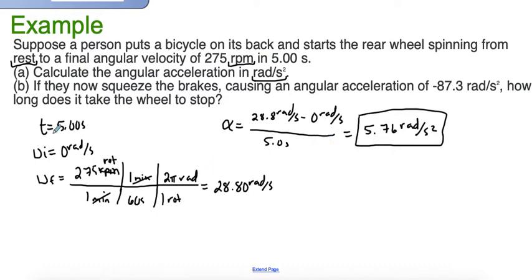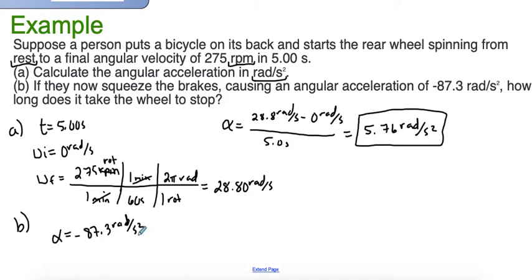So for B, that was part A. For B, if we squeeze the brakes now, and we cause an angular acceleration of negative 87.3, so let's write that down, negative 87.3 radians per second squared. How long does it take the wheel to stop?